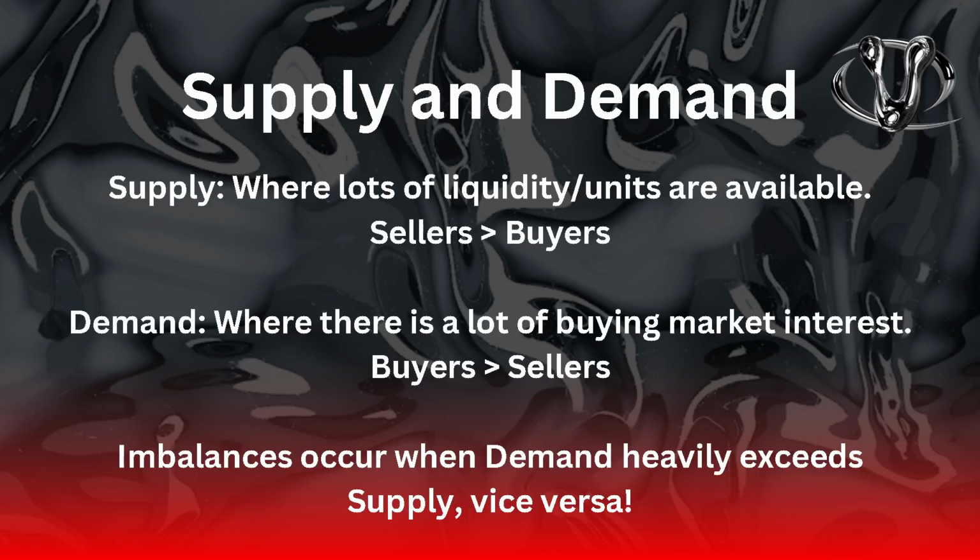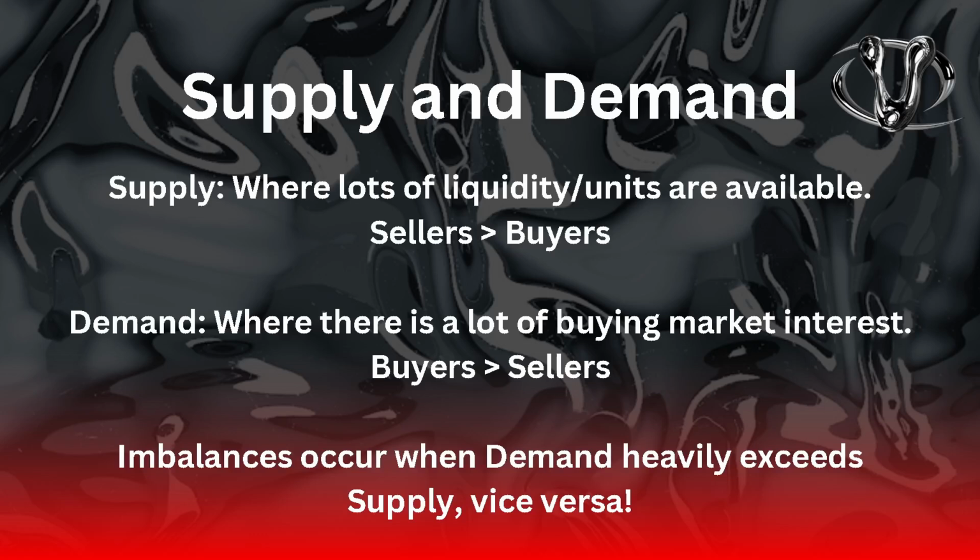Supply is where, imagine there is a supplier with over 10,000 cars available to be sold, but there are only 2,000 people wanting to buy one car each. That means that supply heavily exceeds demand, causing the price to fall to meet the demand.